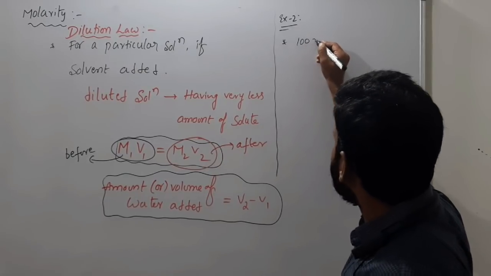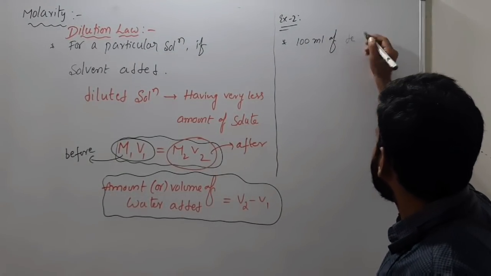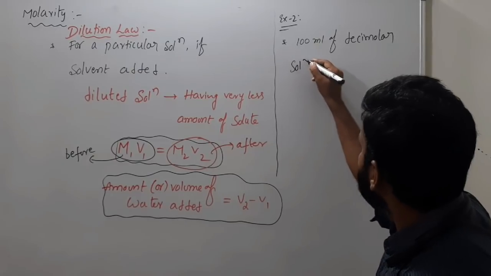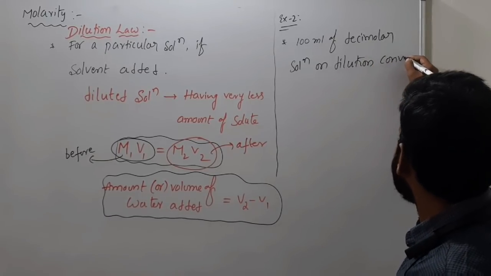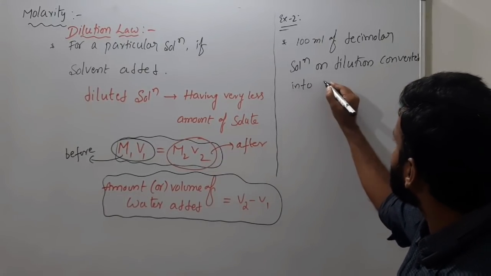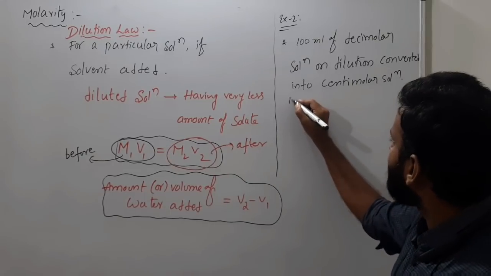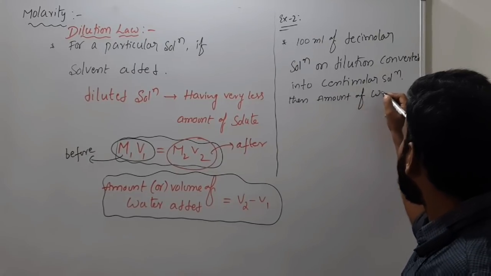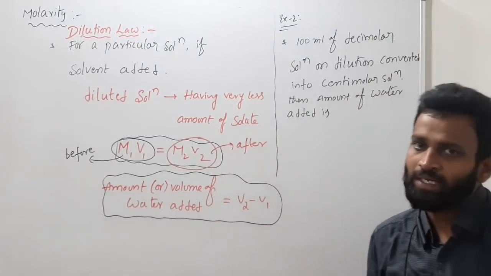100 ml of decimolar solution on dilution is converted into centimolar solution, then the amount of water added is... So amount of water means V2 minus V1, or not.